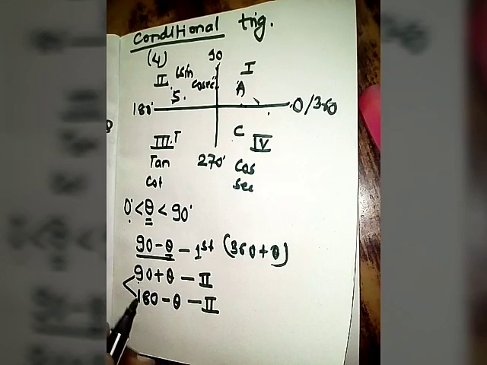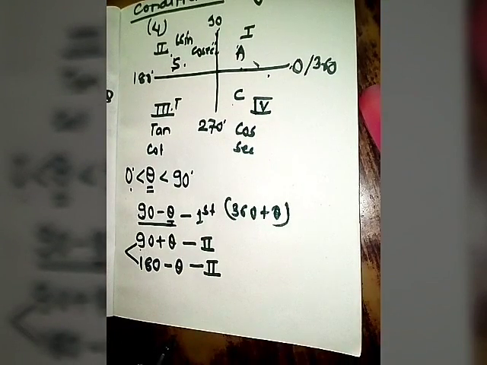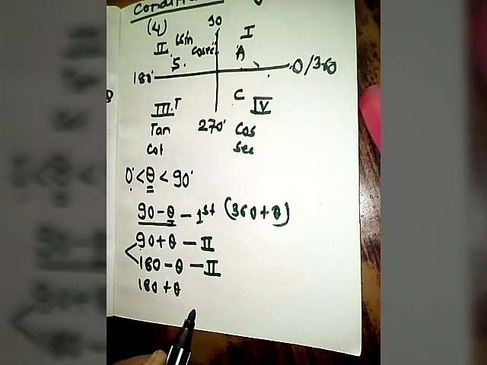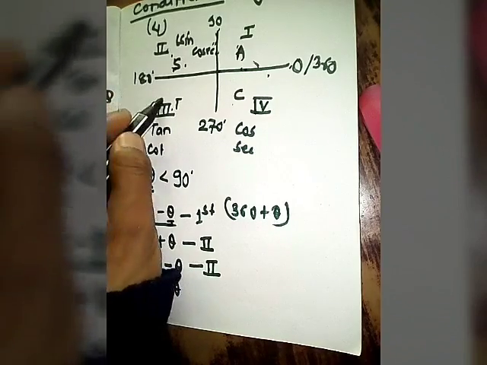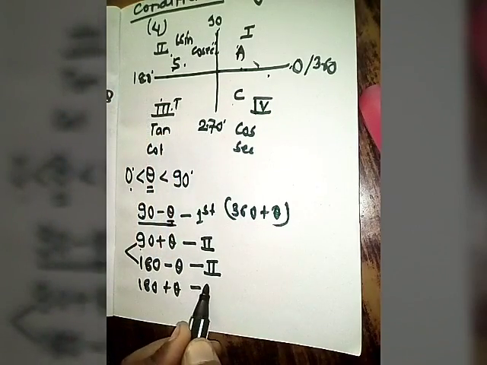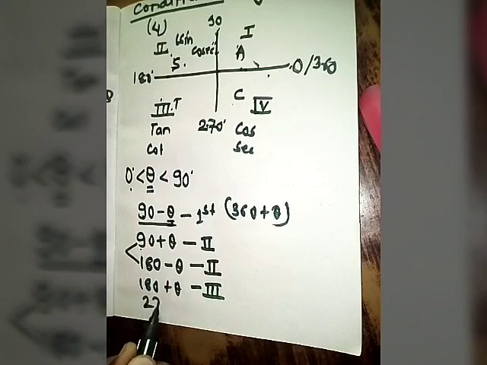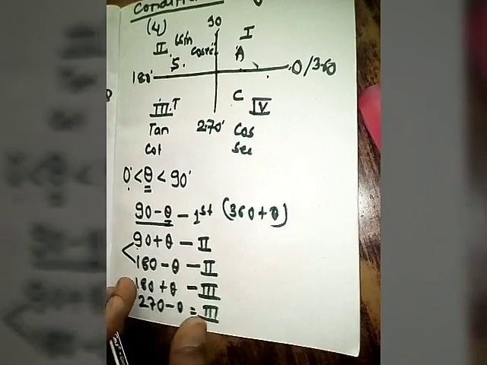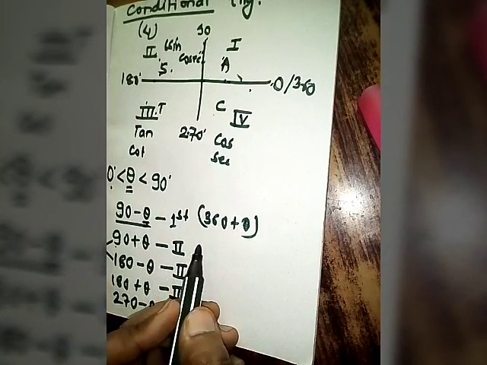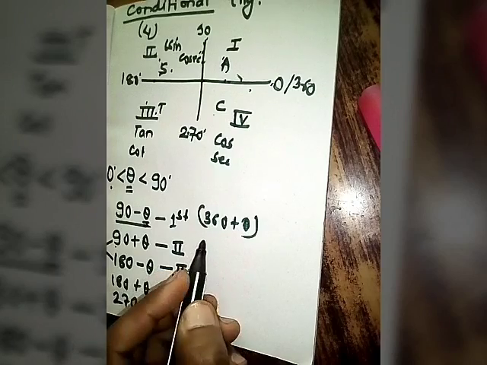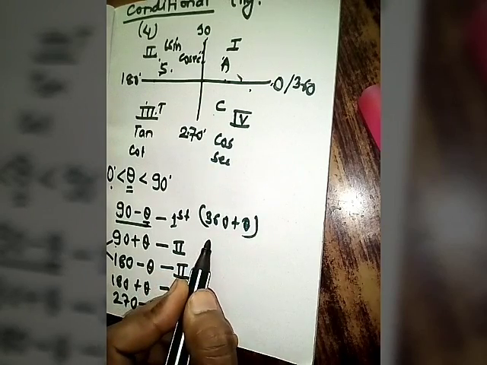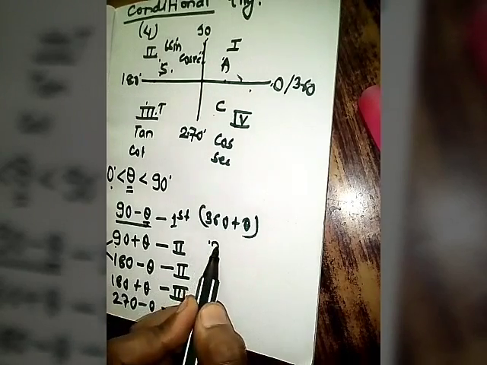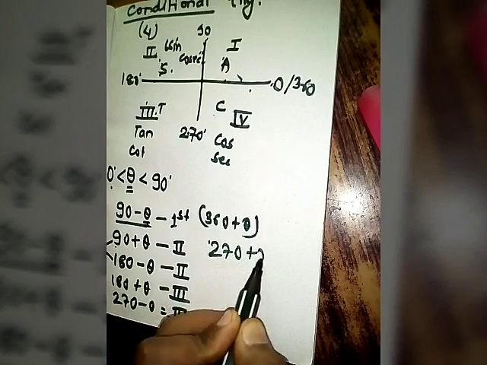Now if we are asked about 180 plus theta, we know that this is more than 180 and less than 270, so it lies in the third quadrant. Again, 270 minus theta will also lie in the third quadrant. Now for the fourth quadrant, the angle will be 270 plus theta. That will be 270 plus theta.